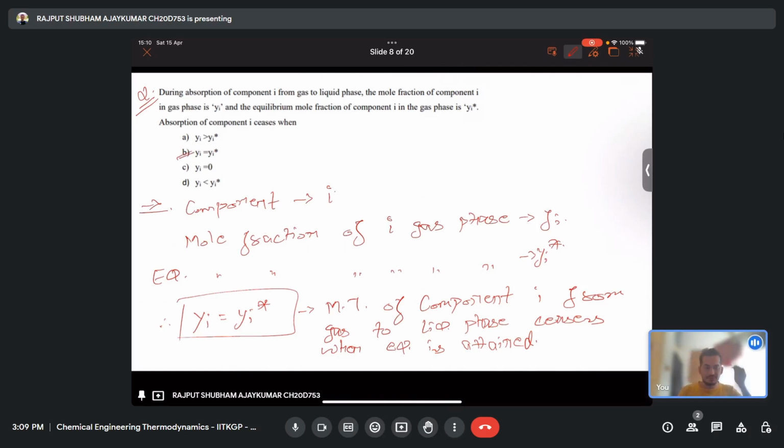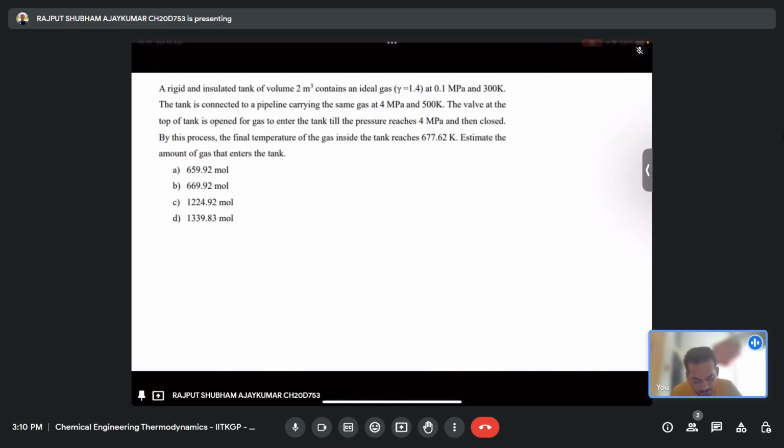So this is the simplest one. You just need to know what the equilibrium term means and when the mass transfer will cease. That is, both phases will have the same composition, which occurs when component i has the same composition as component i in the equilibrium phase. Okay, we move to the next question.